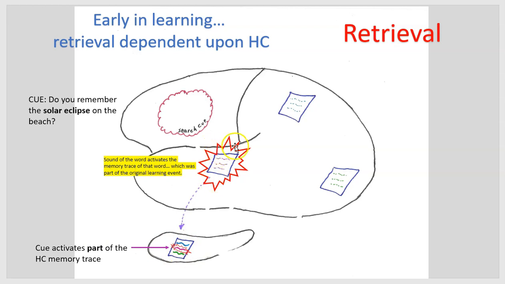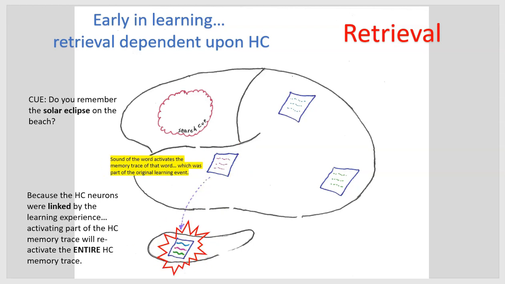So notice we have activation of the auditory cortex as I hear the question, "Do you remember the solar eclipse?" And the pattern of activity in the auditory cortex is similar to the day before when I actually experienced the event, because I heard the word then as well. So what's happening here is that we are activating a part of the hippocampal memory trace that formed a day earlier. But remember, those hippocampal neurons had strong connections with each other. There was high plasticity. They grew stronger connections with each other. So if I just activate one part of the memory trace, I'm going to activate the entire hippocampal memory trace.